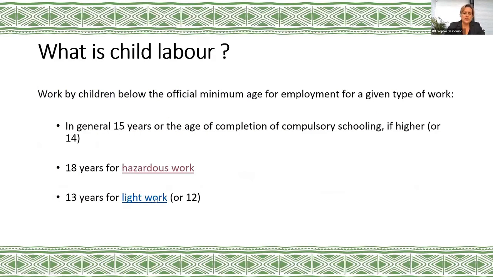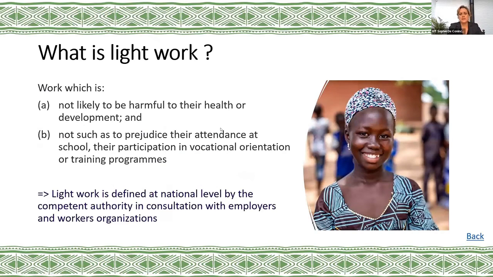What is light work? It is also defined in Convention 138 on minimum age. Again, I reiterate, it's an exception to the general minimum age. Some countries have decided to set a minimum age for light work, others have not. But light work is work which is not likely to be harmful to the health and development of the child, of course, but also which should not prejudice attendance at school or participation in vocational orientation and training programs. So it's important to remember that the minimum age for admission to employment in a country has to correspond to the compulsory age for education. So children that are exceptionally authorized to do light work are supposed to be in school. And again, light work is defined at national level.